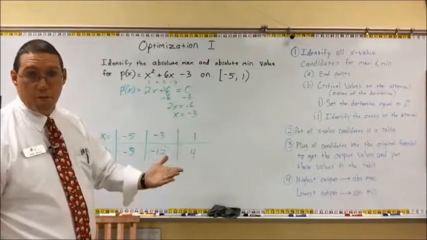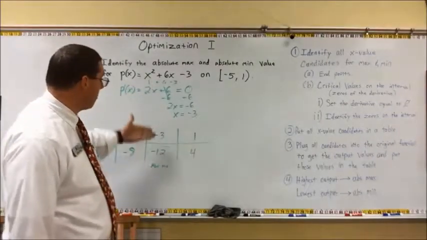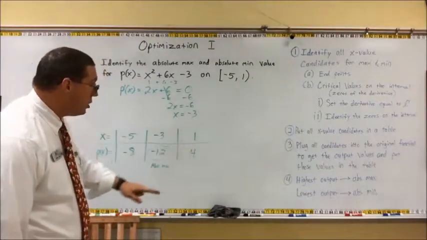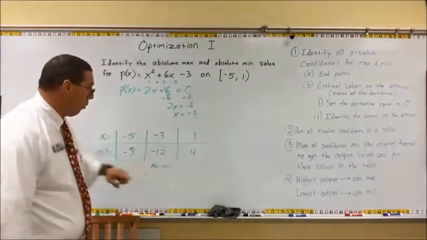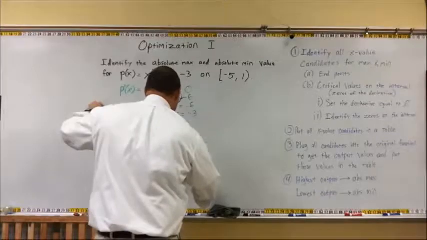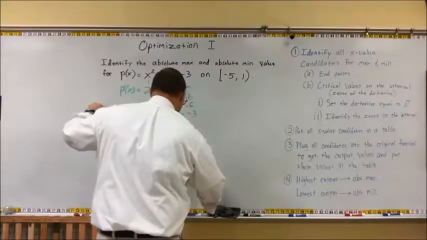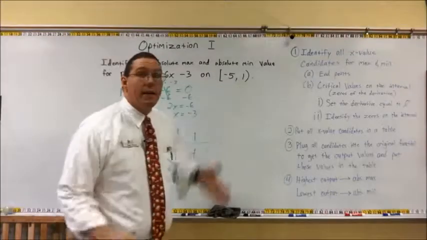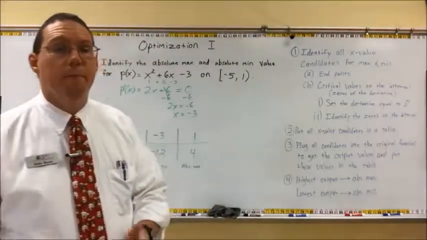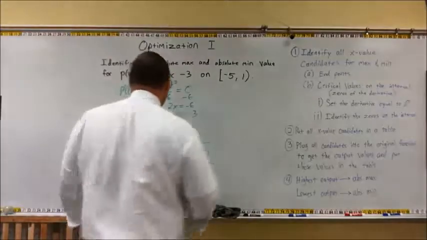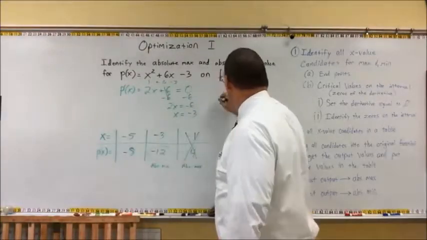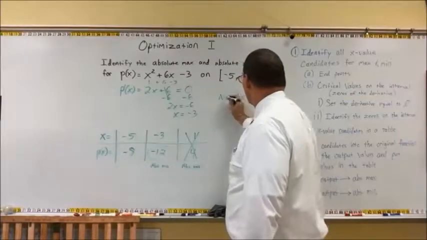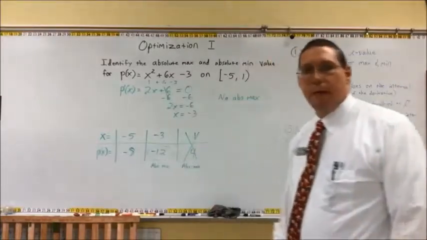That's the lowest point. It's the parabola, right? It's the vertex of the parabola. But the highest point, the largest value here, is 4, meaning that the absolute maximum would be at (1, 4), but because 1 is not included on the interval, that means that this function has no absolute maximum. This function has no absolute maximum at all.